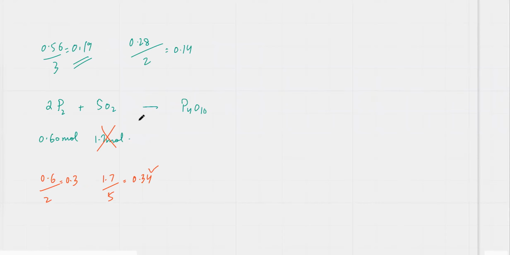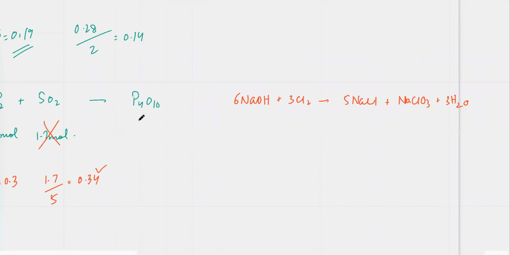Okay, we've got 6 NaOH plus 3 Cl2s, and it's forming 5 NaCls plus NaClO3 plus 3 H2Os. So I've got 2.25 moles, and I've got 1 mole. Which one is in excess? Cl2 or NaOH?